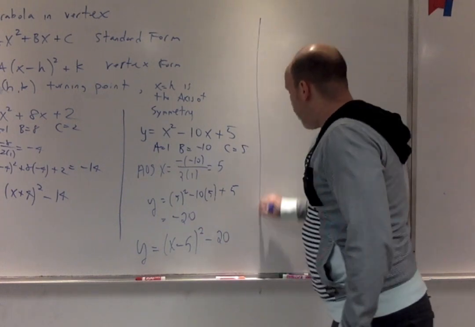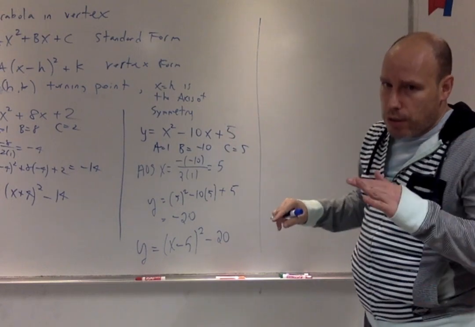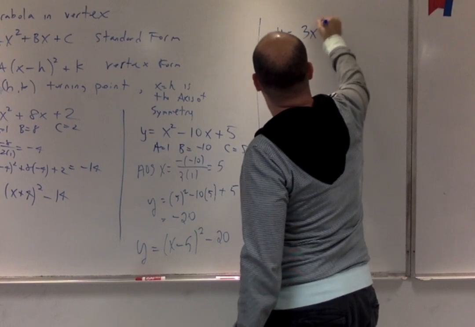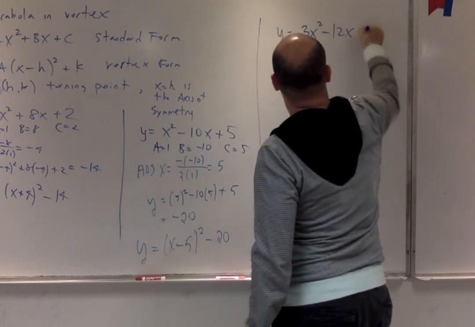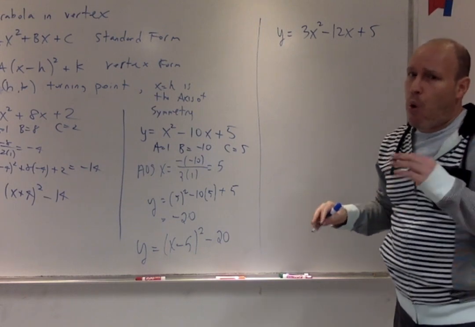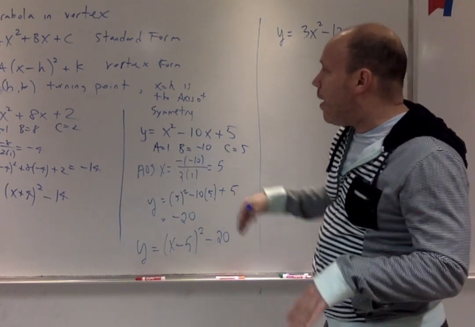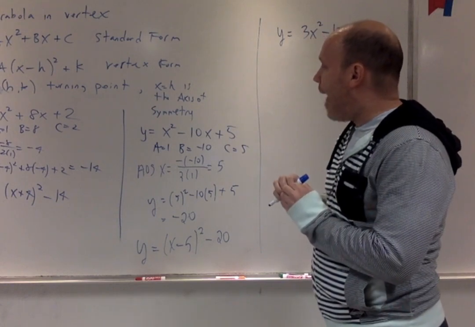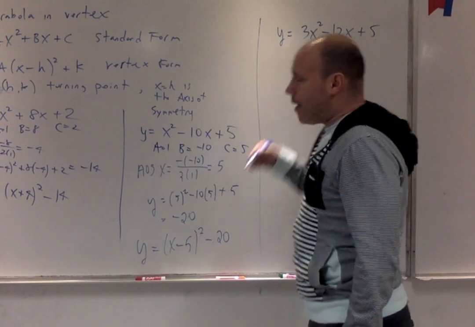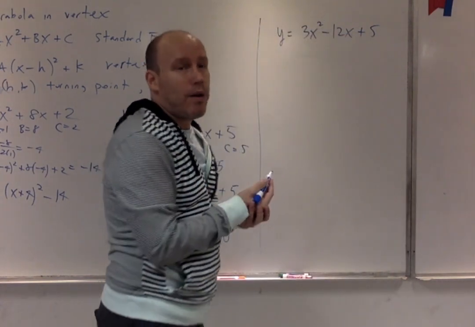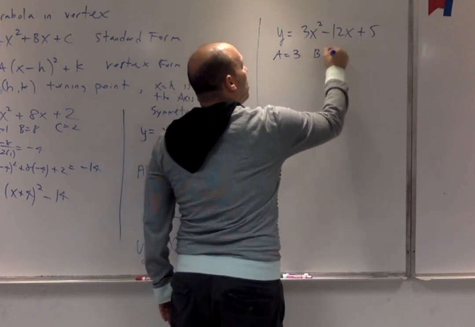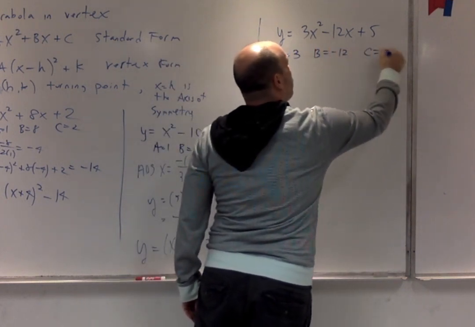Let's try one with a 3 in front, just to make this clear. How about y equals 3x squared minus 12x plus 5. It may look a little confusing, but once again, all we need to do to write it in vertex form is to find the turning point. Let's find the axis. First of all, let's identify our coefficients. a equals 3, b equals negative 12, and c equals 5.